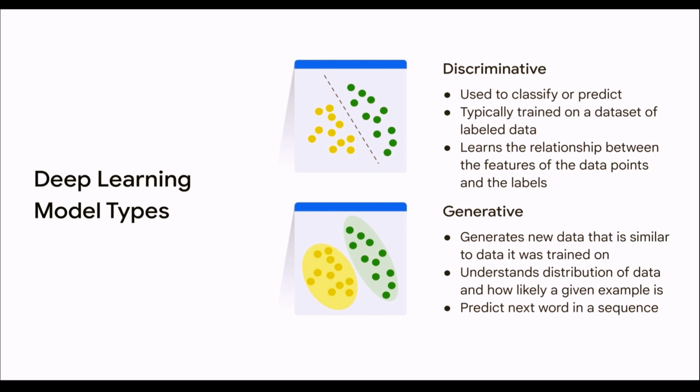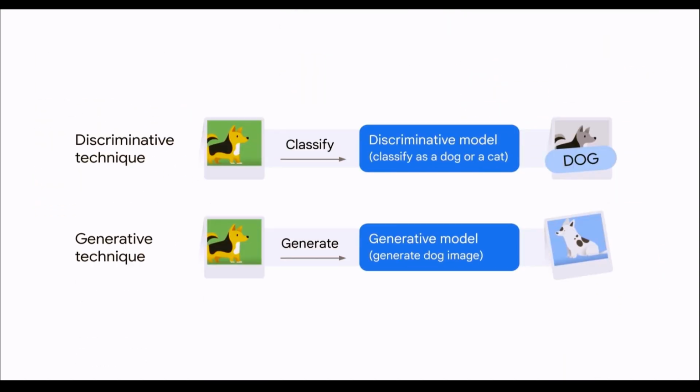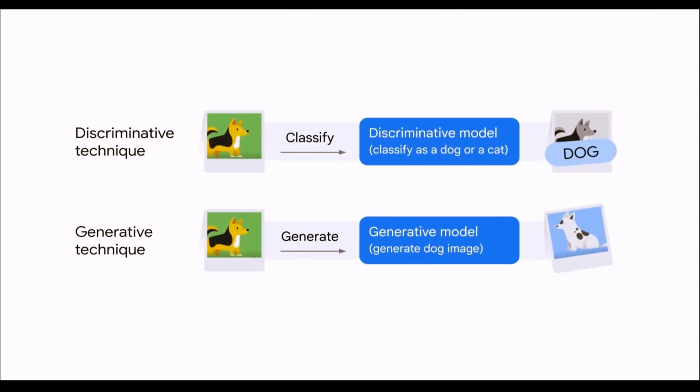A discriminative model is a type of model that is used to classify or predict labels for data points. It is typically trained on a data set of labeled data points, and it learns the relationship between the features of the data points and the labels. Once a discriminative model is trained, it can be used to predict the label for new data points. A generative model generates new data instances based on a learned probability distribution of existing data. Thus, generative models generate new content. Take this example here.